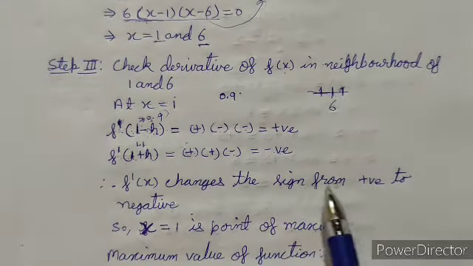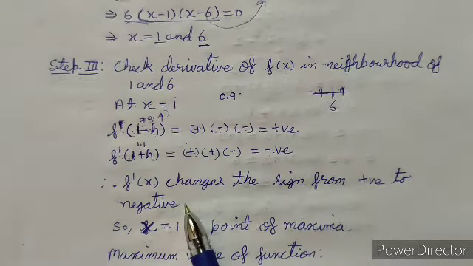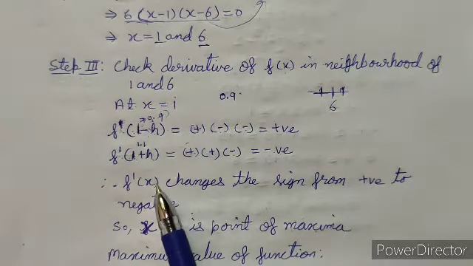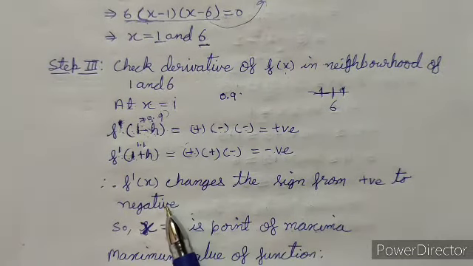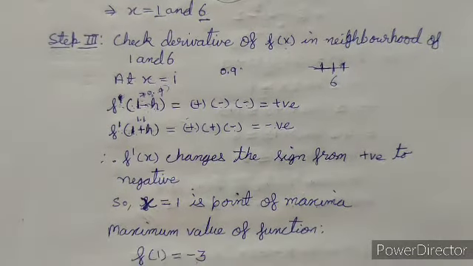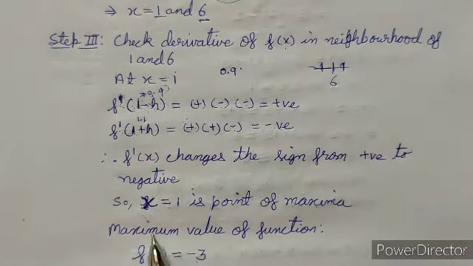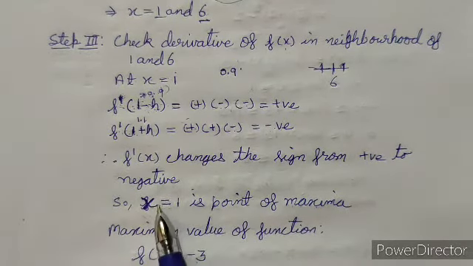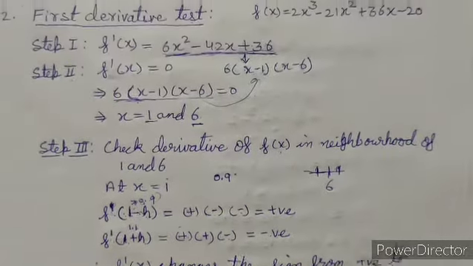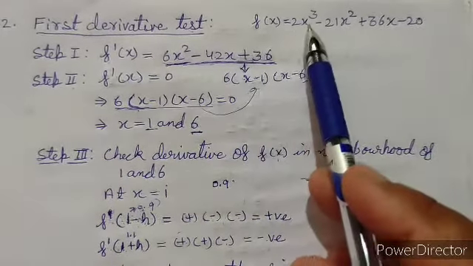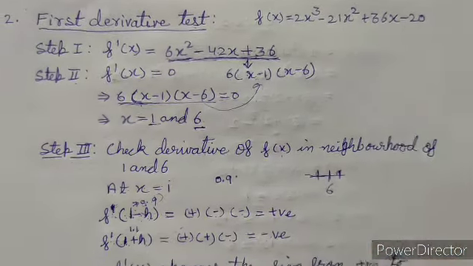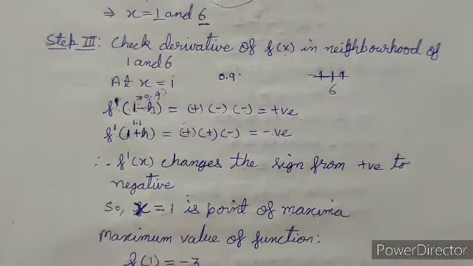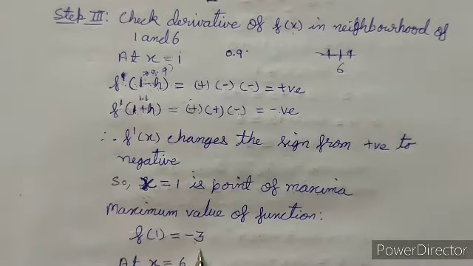Now if the sign changes from positive to negative, then the point will be the point of maxima, and if the sign changes from negative to positive, then that will be the point of minima. So the maximum value of the function will be given by f1, and f1 will be 2 into 1 cube minus 21 into 1 square plus 31 into 1 minus 20, and that is equal to minus 3.